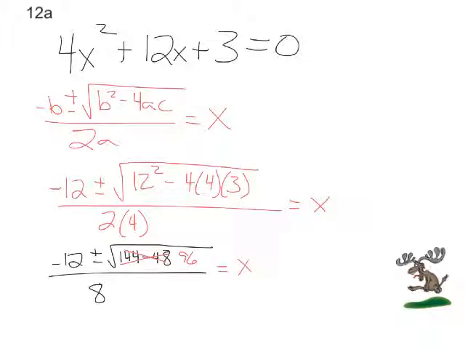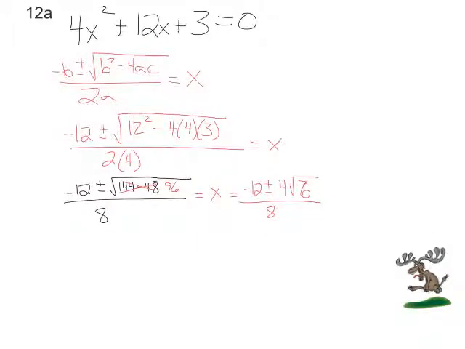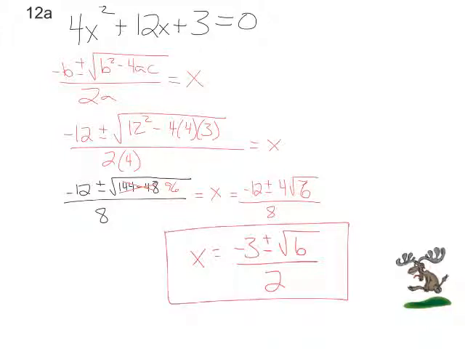We might see if there's any factor we can pull out of the 96, any perfect square. 96 is divisible by 16, so let's go and pull a 16 out. The square root of 16 is 4, and 16 times 6 is 96, all over 8. If we want to reduce it, all three of them are divisible by 4, so we get x is equal to negative 3 plus or minus the square root of 6 over 2. And look at that, it's an irrational answer, so I would not have been able to factor it.